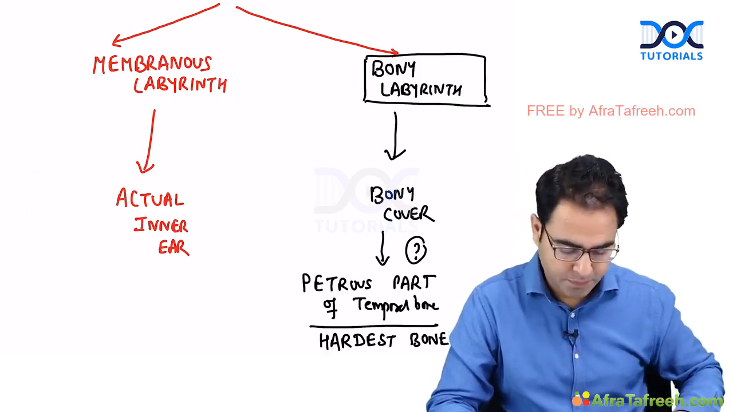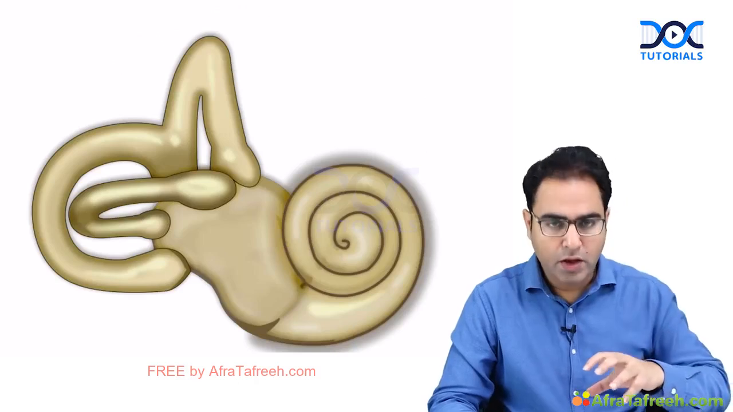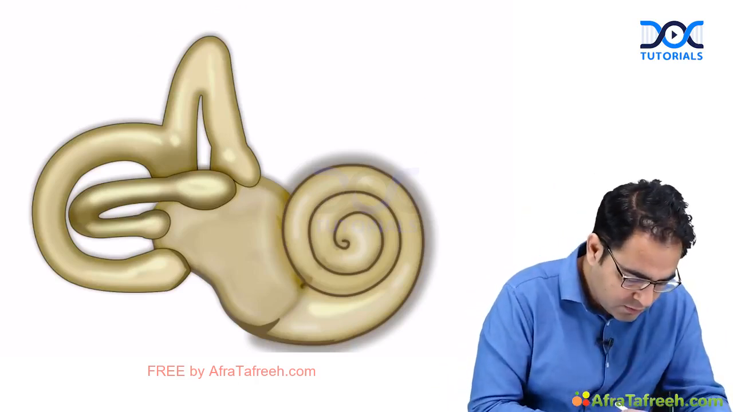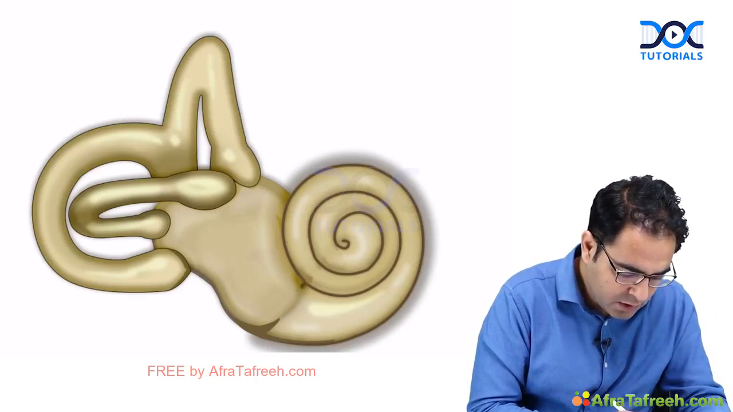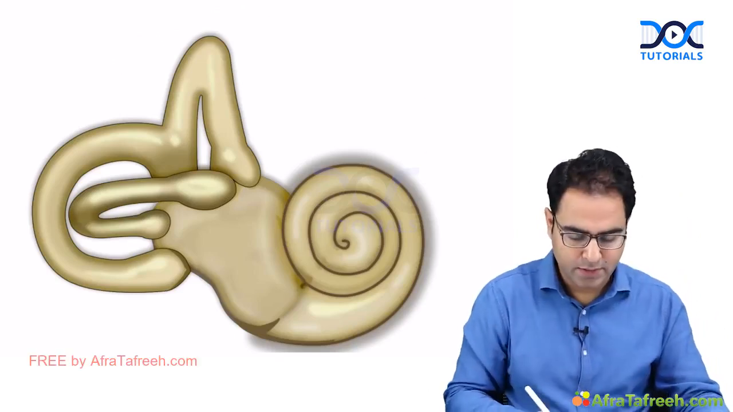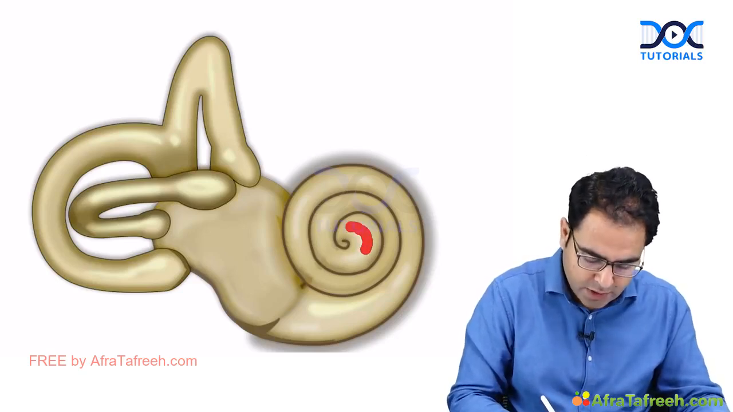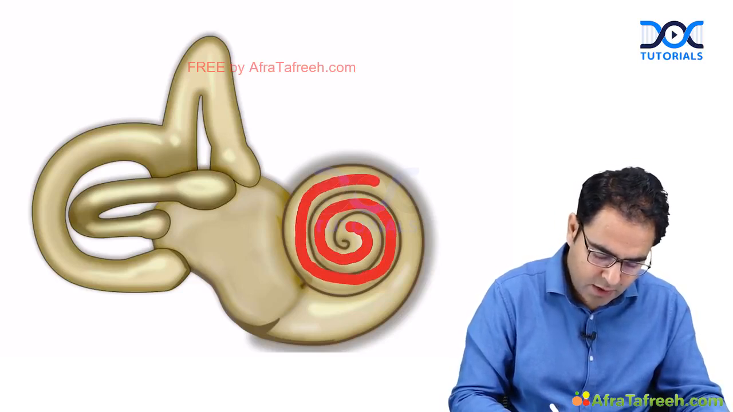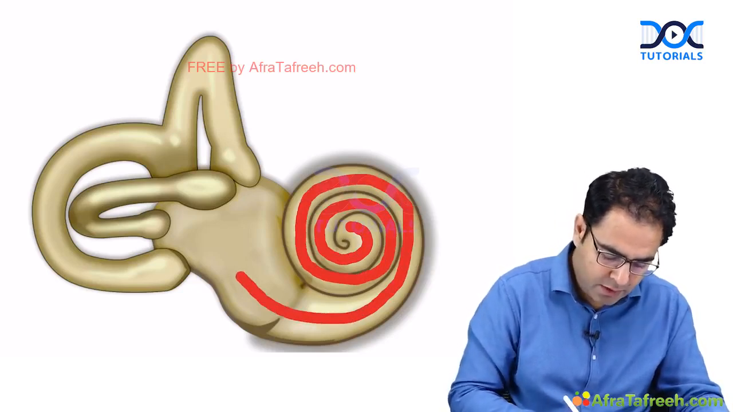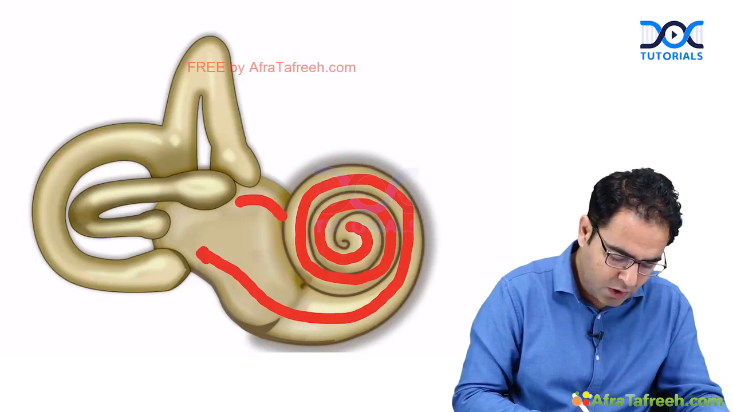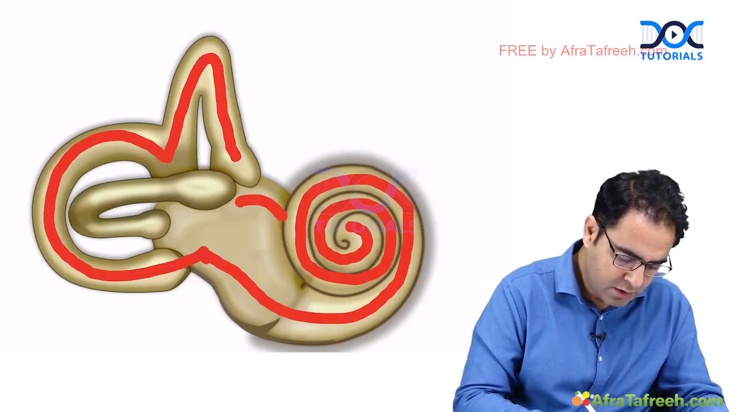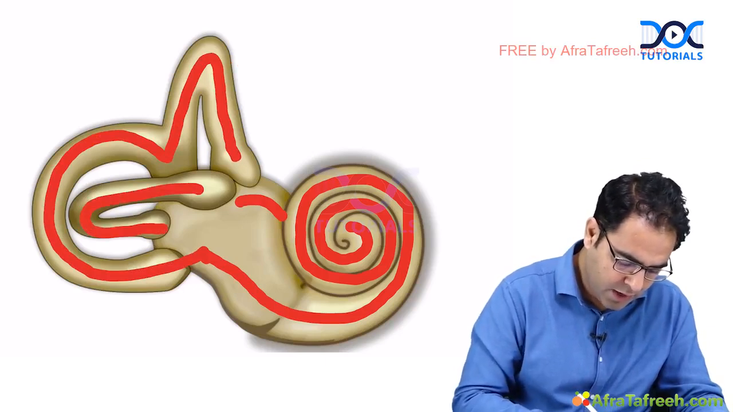Now, let's go further. See over here. Imagine this is the bony cover, the yellow bony cover. Within this, we have the actual inner ear. Now, within this is the actual cochlea. Can you imagine? Fine. This red thing is the membranous labyrinth. Then this is the utricle saccule. And then we have got the three canals, like this. Okay, fine. Am I clear?